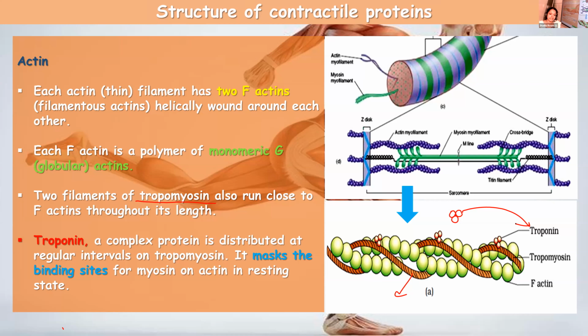The first one is actin. The structure can also be asked for your examination. Explain the structure of contractile proteins with the help of a diagram. So in that way it can be asked. Even though it seems to be very simple, you should know these diagrams also. Don't just look at the figure, you won't be able to recollect. You have to practice, you have to try to draw.